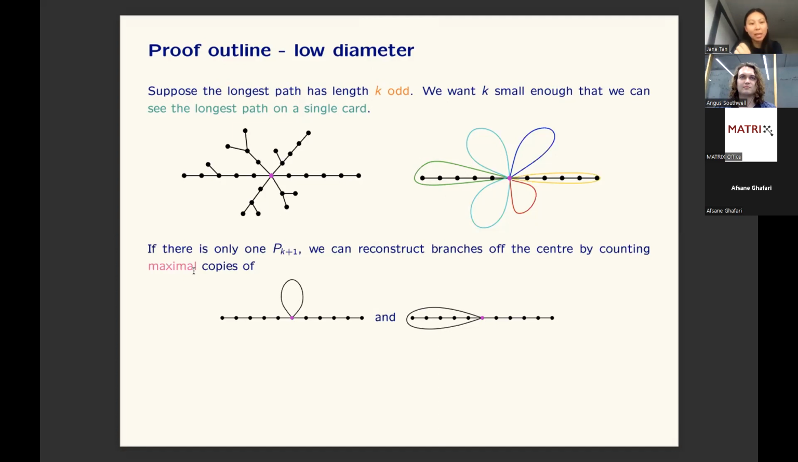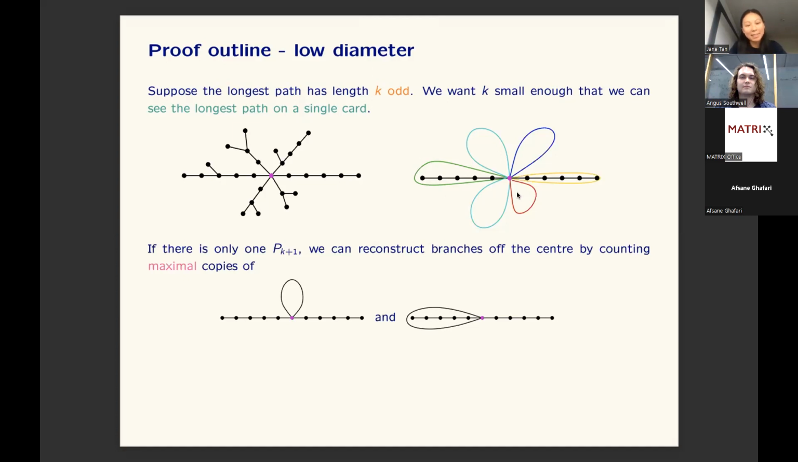Maximal here is important because if we go back to this picture on the right, imagine this red, for instance. This red branch is a subgraph of the blue branch. We don't want to count this as multiplicity because it's not actually another separate branch on its own, which is why we need maximal copies. That just means we can't extend it to any other of the branches that we have.